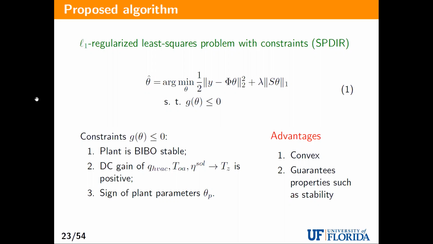So of course, your model should show that it's stable, but most of the existing work does not do that. So it's a convex problem. It guarantees all these properties. And that's basically it. That's the algorithm, right?